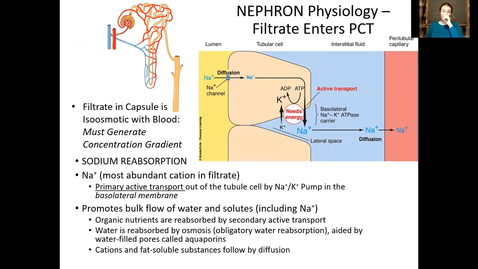Filtrate enters into the proximal convoluted tubule. The very first thing that we need to do is generate a concentration gradient so we can reabsorb most of the filtrate. We do that first and foremost with the sodium potassium pumps on the basolateral side, so on the blood side of the tubule. We pump the sodium across, therefore creating a low concentration of sodium in the cell. Sodium then is going to diffuse down its gradient out of the filtrate and ultimately into the blood. All right, so that is primary active transport, literally pulling salt back into us.